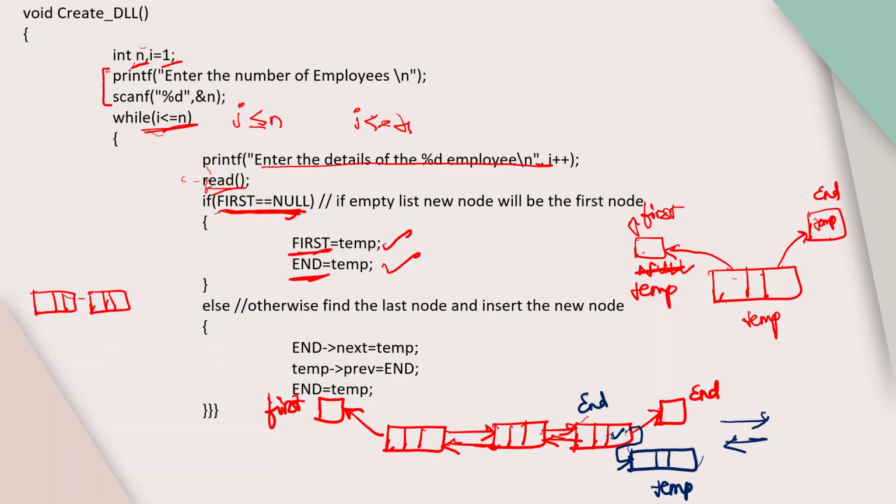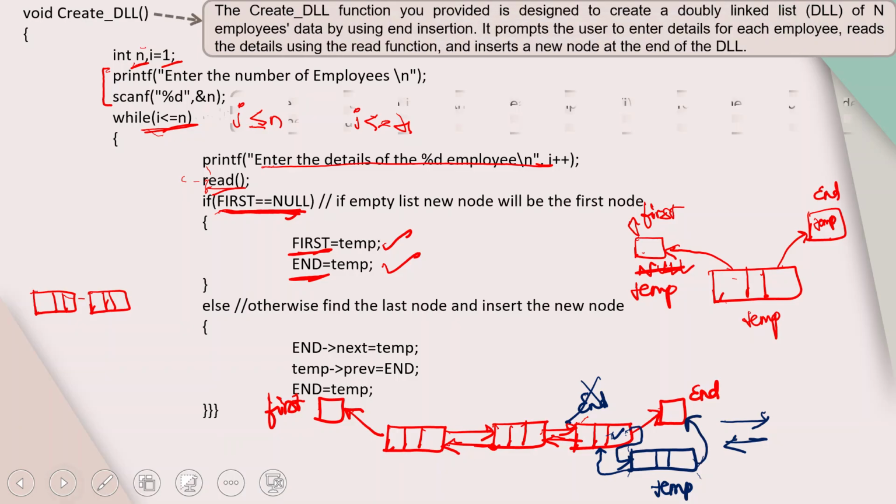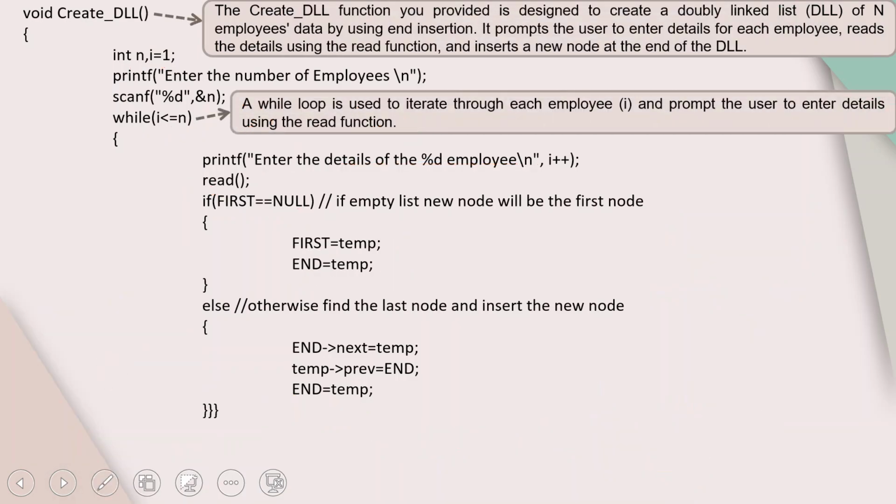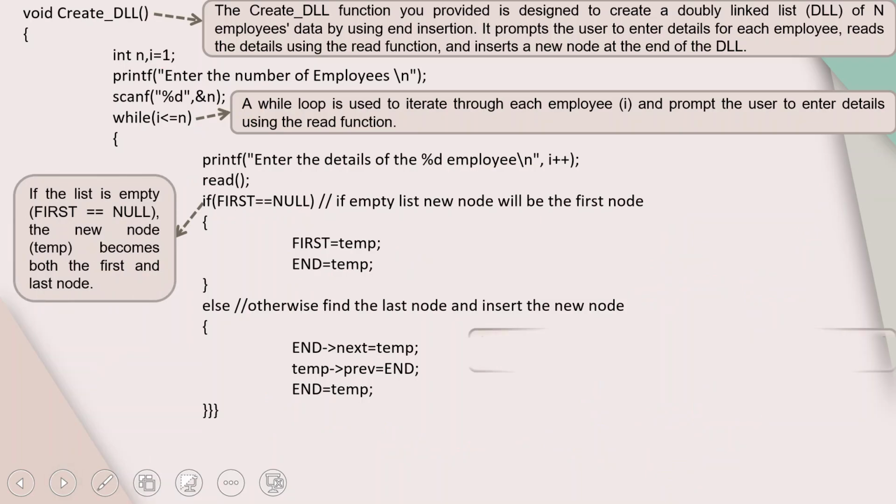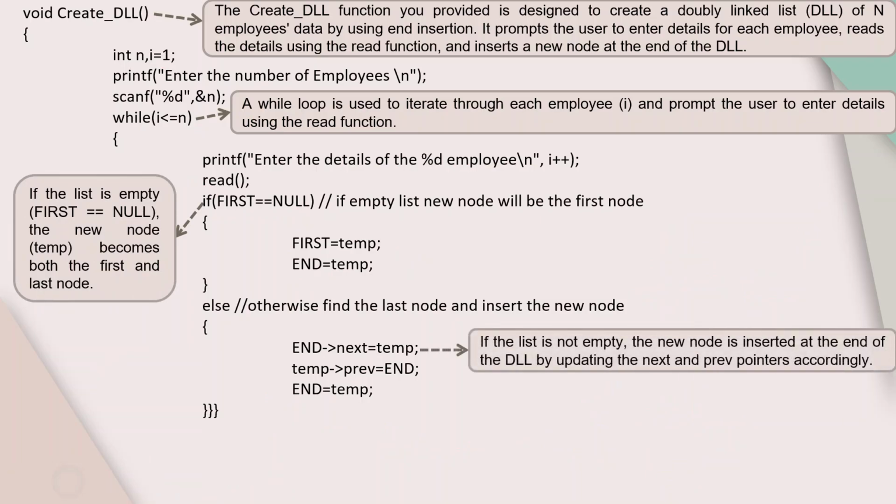So end's next should be containing temp. Temp's previous should be containing end. And this no longer is the end. Temp will now become the new end. So these are the connections you have to make. End of next is equal to temp. Temp's previous equal to end. End is equal to temp. So go through this, read this, comments so that you are able to understand the purpose.